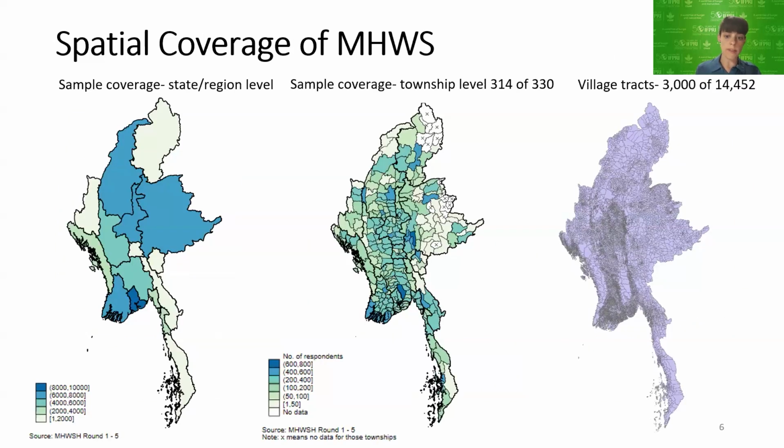So MHWS is designed to have a sample size that is relative to the population of each state and region and township. The state and regions are shown in the map on the left and the townships in the middle. As you can see from the middle map of the townships, MHWS has coverage in 314 out of 330 townships. At the smaller administrative unit, the village tract, we have data from over 3,000 village tracts out of 14,000. And we use this unit, the village tract, as our unit of analysis for our model.